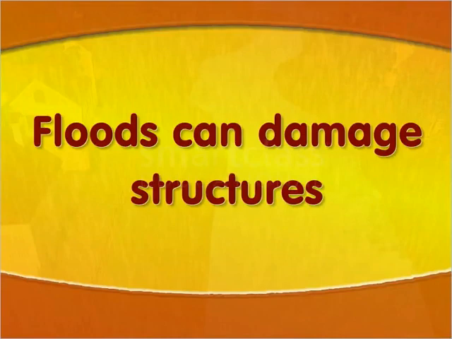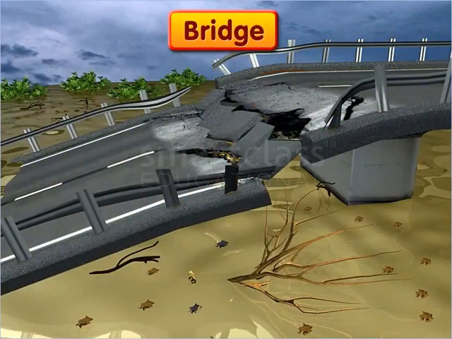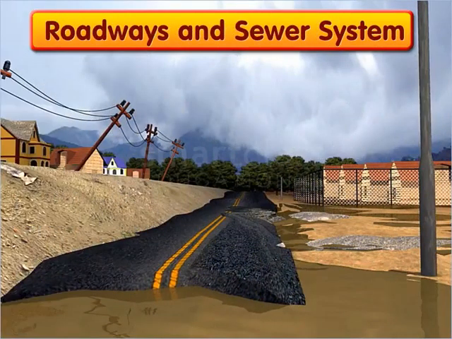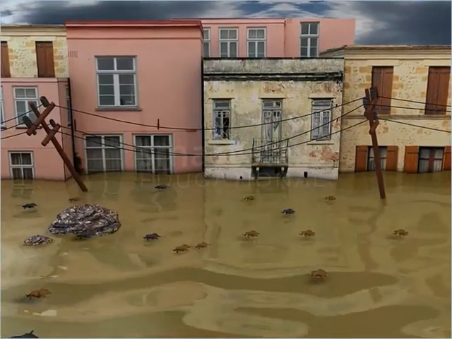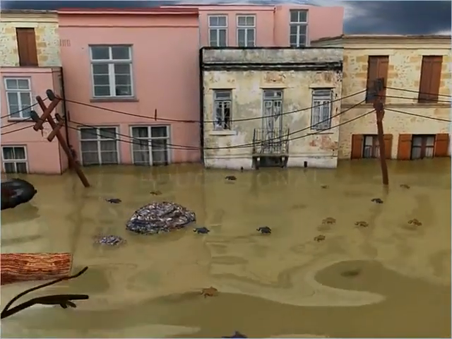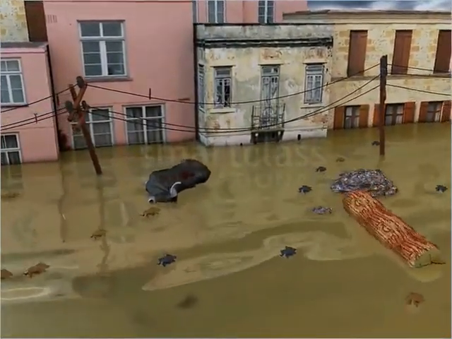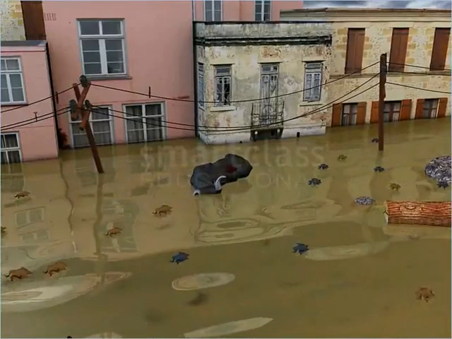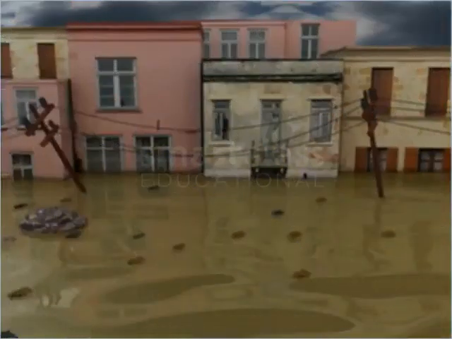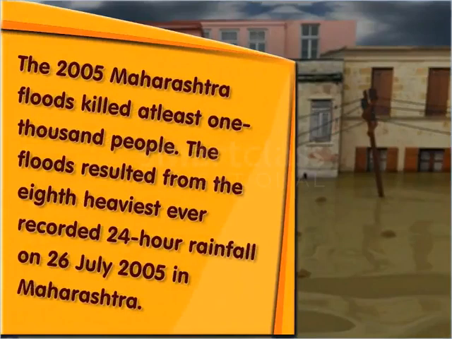Floods can damage structures such as buildings, bridges, roadways, and sewer systems. People and livestock may die due to drowning. Contamination of water may lead to outbreak of waterborne diseases. The 2005 Maharashtra floods killed at least 1,000 people. The floods resulted from the 8th heaviest ever recorded 24-hour rainfall on the 26th of July 2005 in Maharashtra.